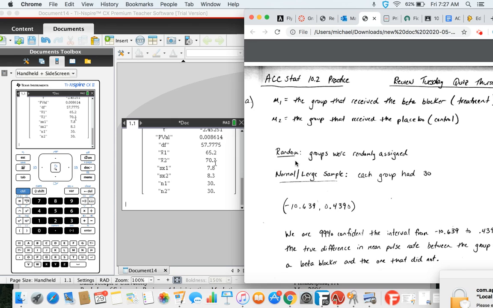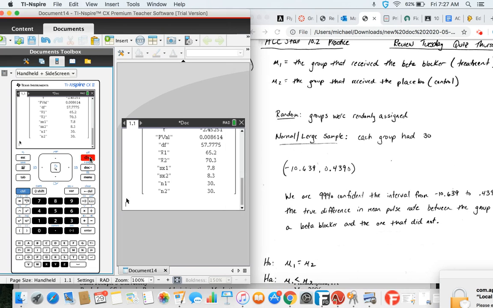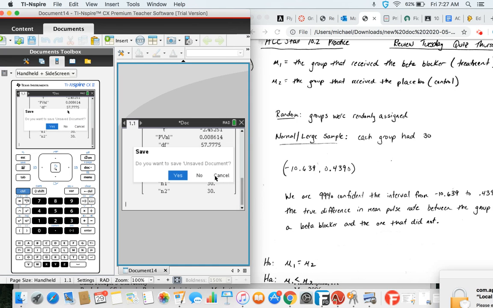Normal large sample: each group had a sufficiently large sample size. It was 30, so sample size wasn't small here. It was good. Next thing we do is we just go right to the calculator. I'm going to open up a new document.